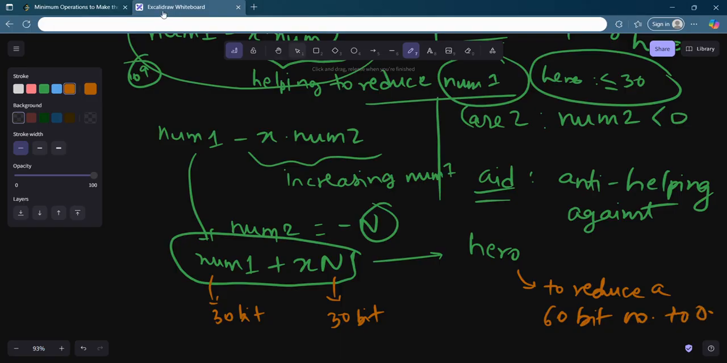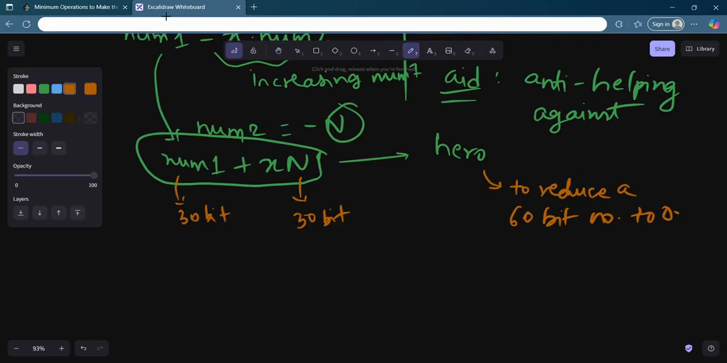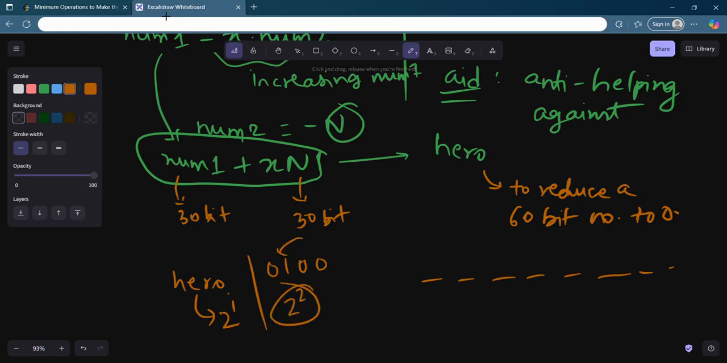to 0. Now you try to see that if there is a 60-bit number, what is the number of possible ones it can have. So what is the hero? The hero is nothing but 2 to the power i. You know that, let's say, 100, this binary number, is nothing but 2 to the power 2. So 2 to the power i is nothing but a number which has only a single one. Now you need many 2 to the power i. How many exactly? You need x such 2 to the power i, x such heroes.